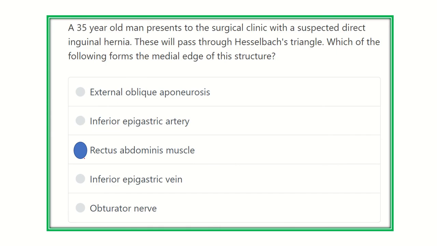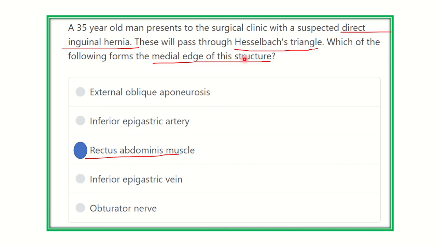So our answer is the rectus abdominis muscle, because the rectus abdominis muscle forms the medial end or medial wall of the Hesselbach triangle, and through this triangle direct inguinal hernia occurs. When the hernial content doesn't pass through the deep inguinal ring, rather it passes through the Hesselbach triangle, then it is called direct inguinal hernia.